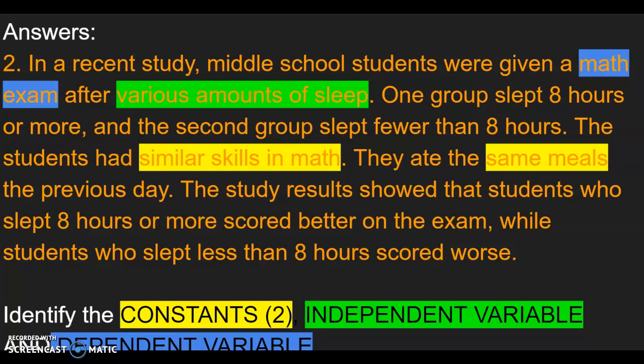The dependent variable is going to be the results. So we see math exam. What is going to be the score on their math exam? What will their score be? And then the constants, what's going to be the same for everybody? Well, they all have the same type of skills, math skills, so they're all playing on the same level here. And then their food, so we gave them the same meals the day before.